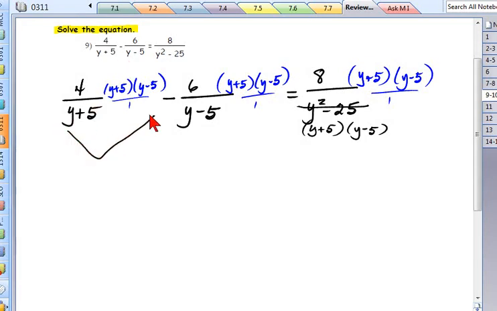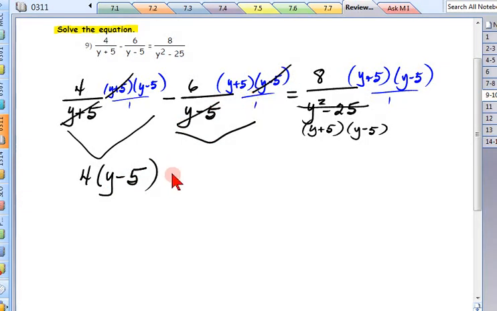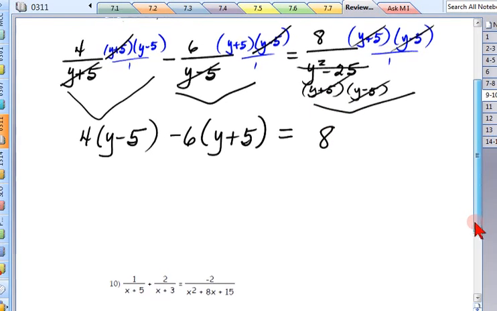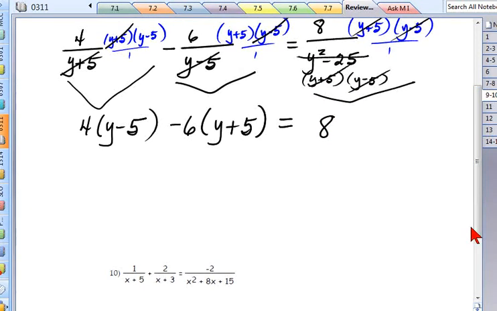In the first term, what divides out? The y plus 5s, and you're left with 4 times y minus 5. In the second group, the y minus 5s divide out, and you're left with minus 6 times y plus 5, and an equal sign. In the last group, the y plus 5s divide out, the y minus 5s divide out, and you're left with 8. Looks like not too bad of a problem to simplify.